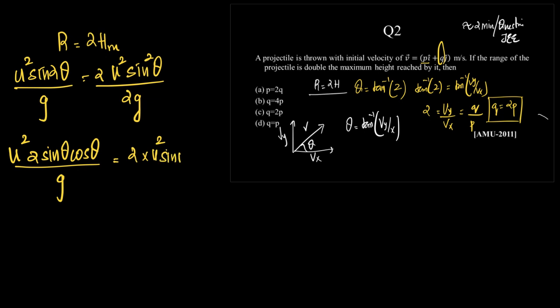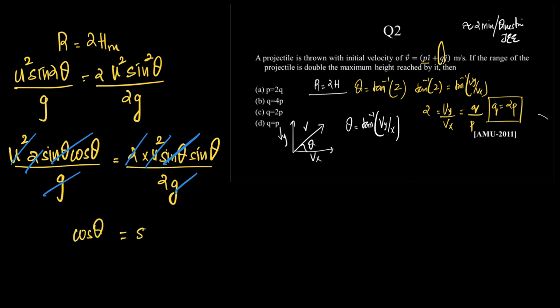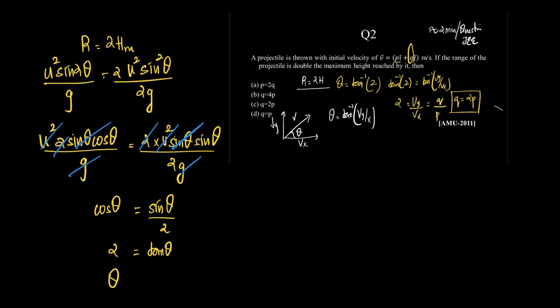Now, write sine square theta as sine theta into sine theta, the whole upon 2g. Now u square by u square is 1, 2 by 2 is 1, g by g is 1, sine theta by sine theta is 1. So what we are left with is cos theta is equal to sine theta by 2, or 2 is equal to tan theta, which gives us further that theta is equal to tan inverse 2.